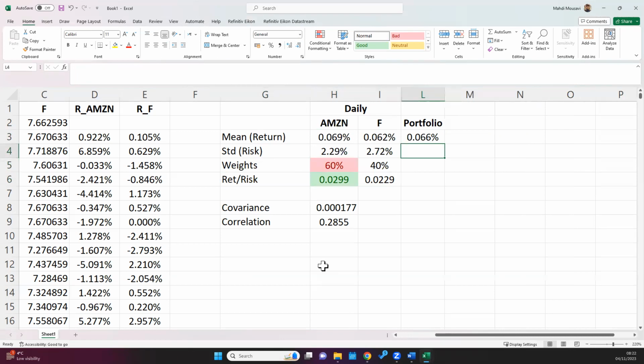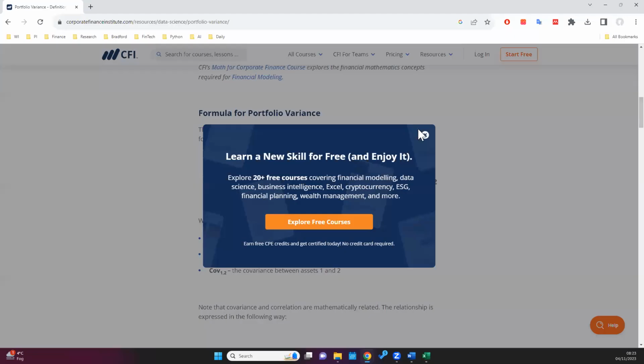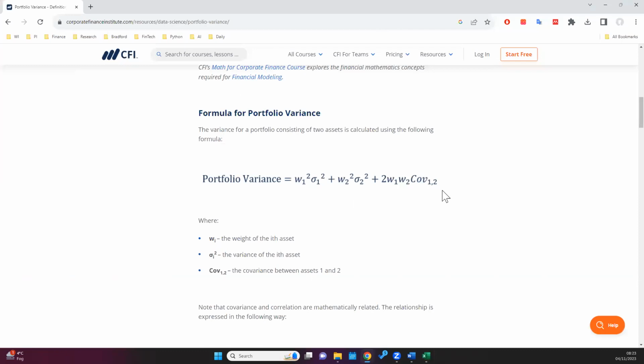But what is the risk of the portfolio? The risk of portfolio is not simply weighted average standard deviation of individual stocks in your portfolio, but we need to follow another formula. So portfolio variance basically is equal to weight of asset 1 in power of 2 times variance of asset 1 plus weight of asset 2 in power of 2 times variance of asset 2 plus 2 times weight of asset 1, weight of asset 2 times covariance between these two.